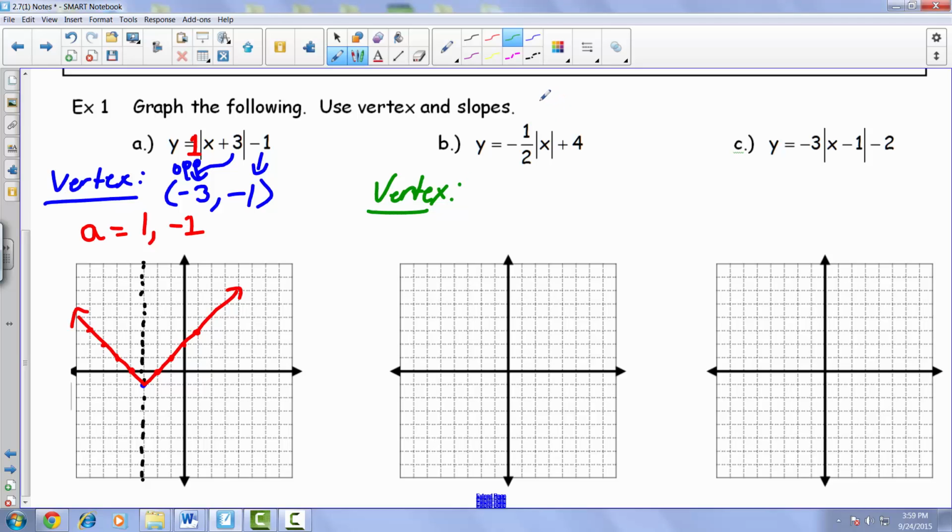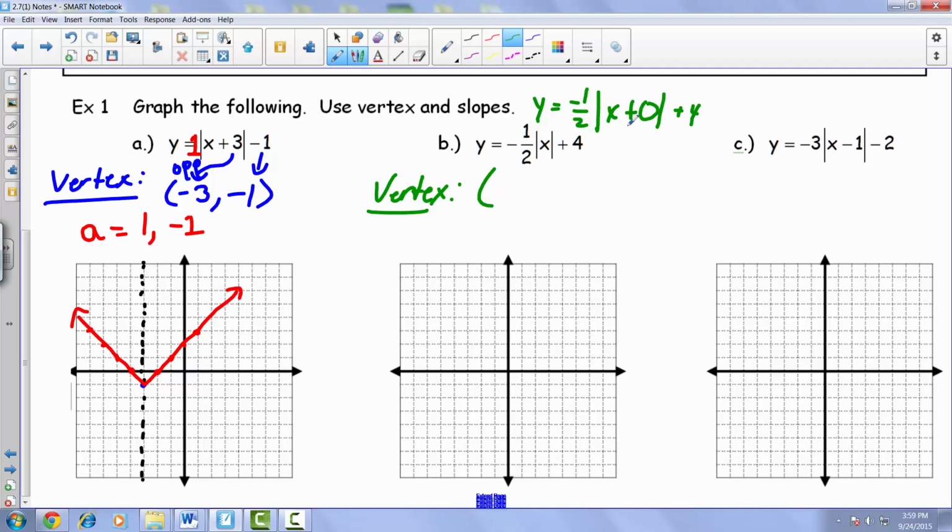If we were to rewrite this as y equals negative 1/2 times the absolute value of x plus 0, really if we're just adding nothing to it, we haven't changed it. So these actually mean the exact same thing. And then finally plus 4. These actually mean exactly the same thing.